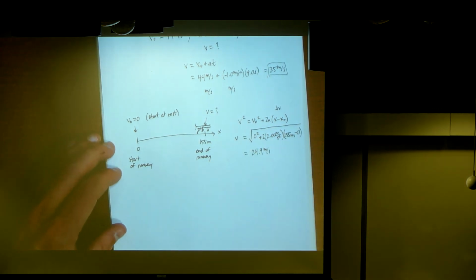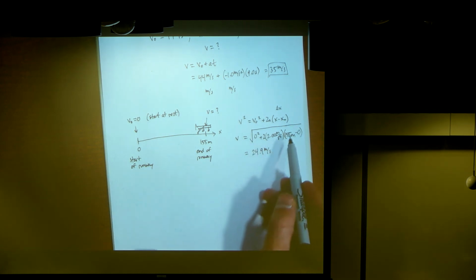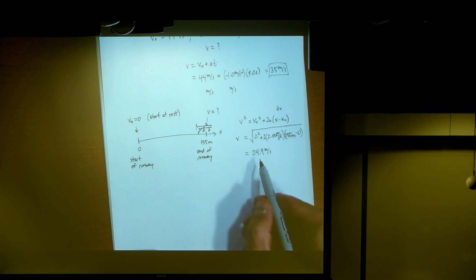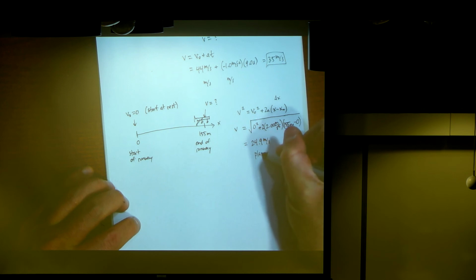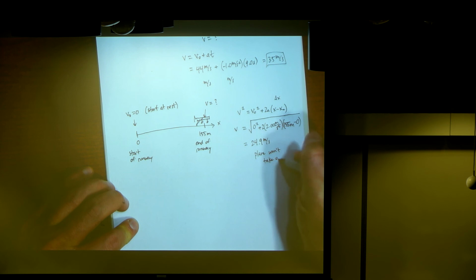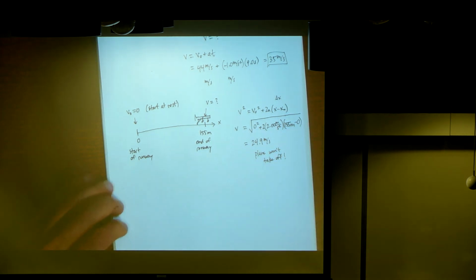We agree? Using this kinematic equation, we say if we accelerate at this rate for 155 meters, we're going to end up at the end at 24.9 meters per second. Is that enough to take off? It's not enough to take off, right? We need 27.8. So the plane won't take off. All right, and we can end it there.